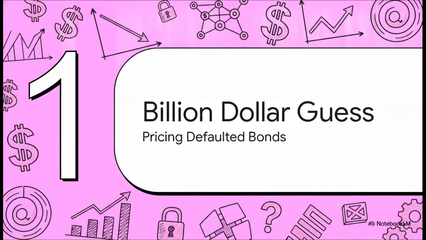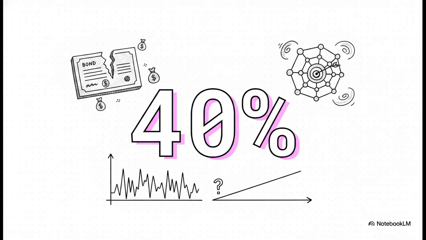Okay, let's jump straight into section 1, the billion-dollar guess. Right now, in trading rooms all around the world, investors and risk managers often rely on this dangerously simple assumption. When they're pricing distressed bonds, they frequently just assume a constant recovery rate of 40%. Basically, they assume that if a company defaults, they'll magically get 40 cents back on the dollar across the board.